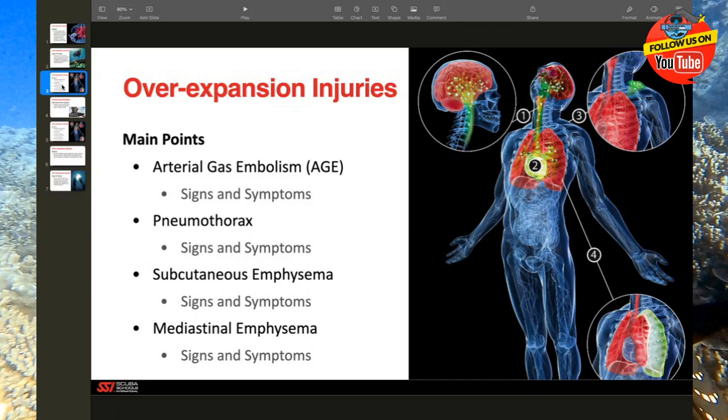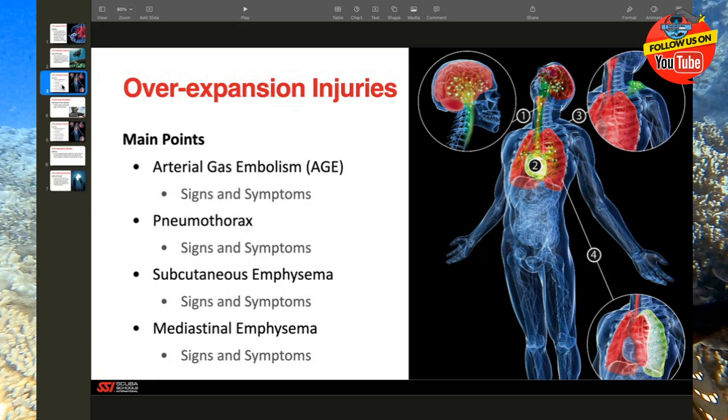So the first one of these that we're going to talk about is arterial gas embolism. Either Benjamin or Ken, have either of you heard about an arterial gas embolism before? Yes, I've heard of it. What, in your own words, is it? A gas embolism is the formation of gases in a clump somewhere in your body, in your tissue, that can expand or cause blockages.